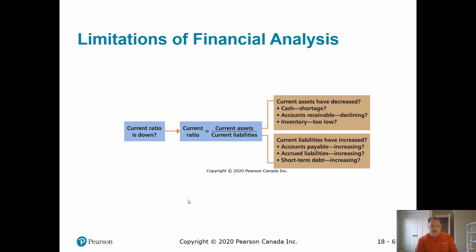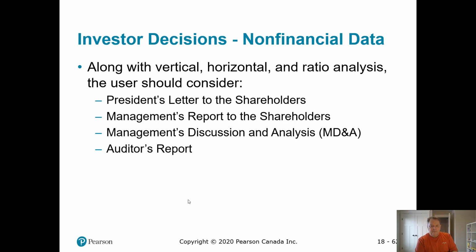In this case, here's one. Current ratio is down. Well, we know that the current ratio is current assets over current liabilities. Well, why is that? Why has that happened? Well, is there a cash shortage? Have we seen receivables go down? Inventory too low? All sorts of really good questions there that you'd like to ask the company if you could. And then we can also get other information in the president's letter to the shareholders, management's report to shareholders, the MD&A, auditor's report, all sorts of good information.